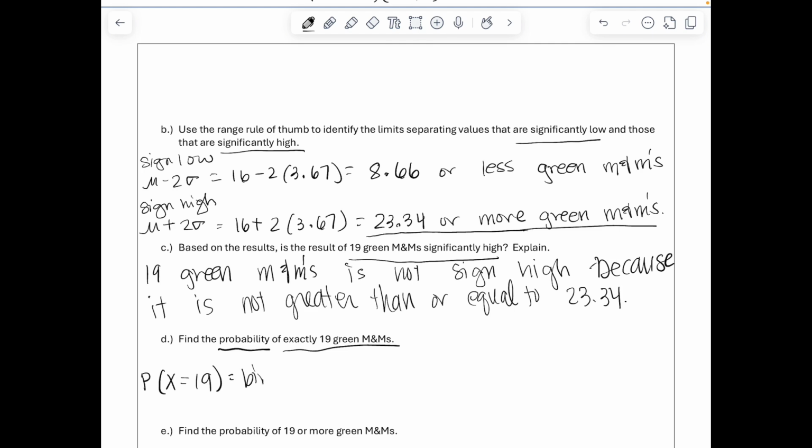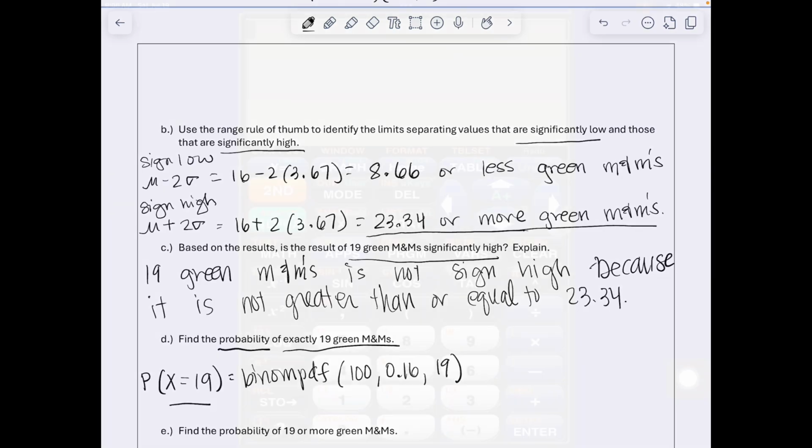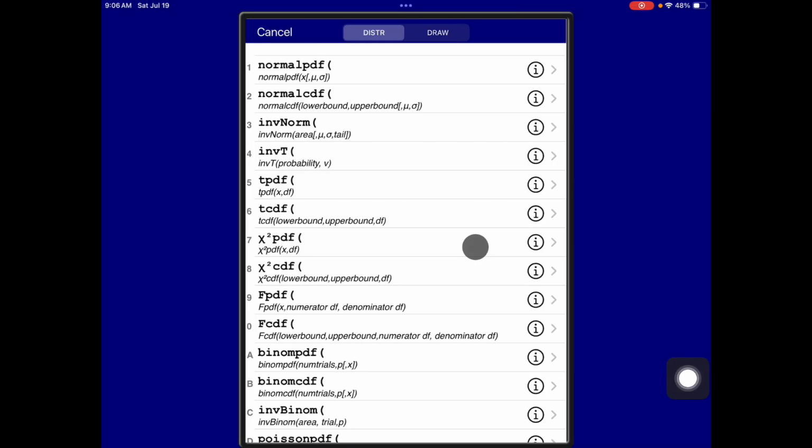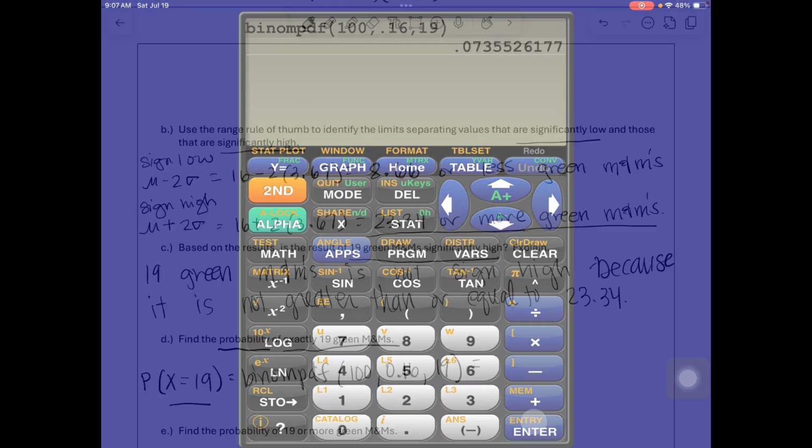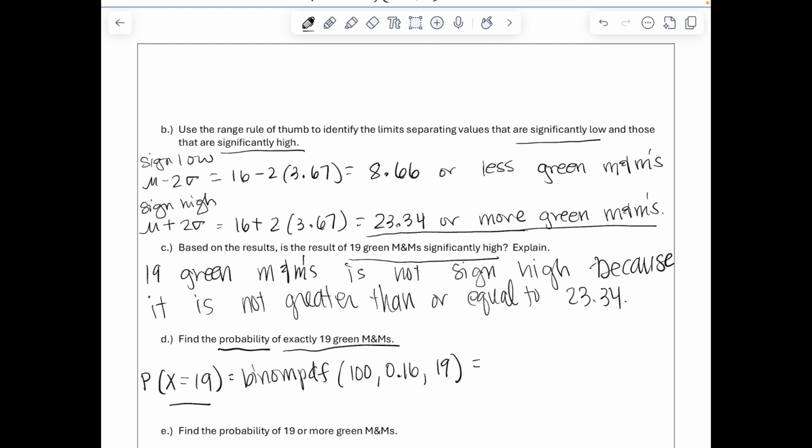So we're going to be using binom PDF. We know our total number of trials is 100. The probability that we have is 0.16. And the value of x that we have is 19. On the graphing calculator, we're going to go to second, vars, go down to binom PDF. Our n value is 100, comma, probability is 0.16, comma, and then our x value is 19. Close parentheses, select enter, and then round your probability answer correctly to 4 decimal places. From the graphing calculator, we get 0.0736.